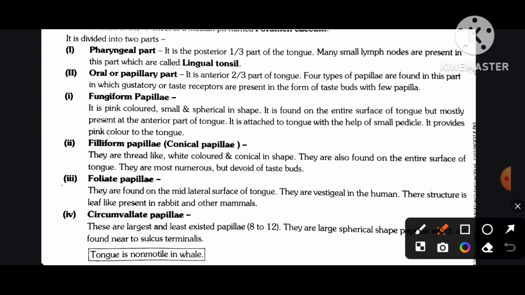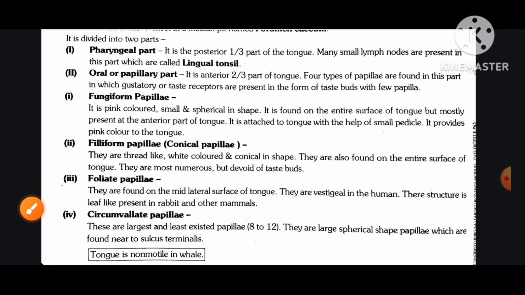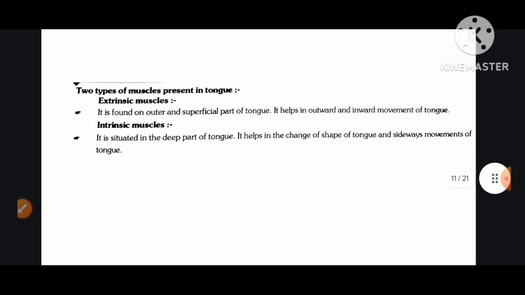Number four, circumvallate papillae. These are the largest and least numerous papillae, 8 to 12 in number. They are large, spherical papillae found near the sulcus terminalis. The tongue is non-motile in whale fish.